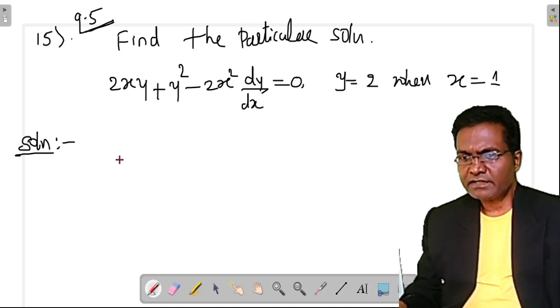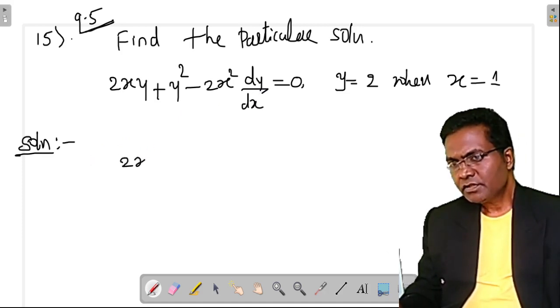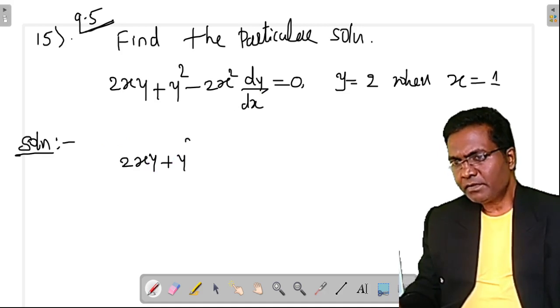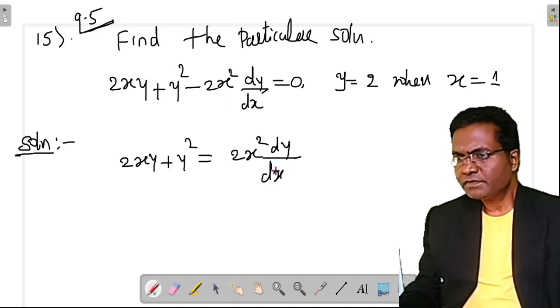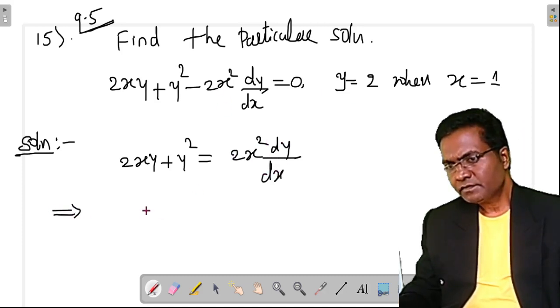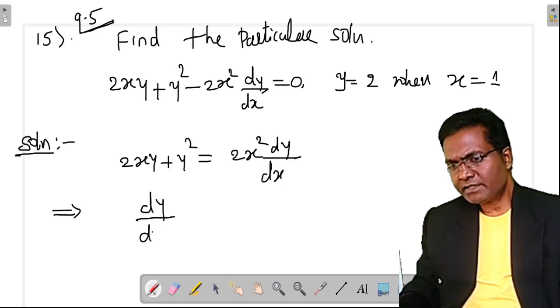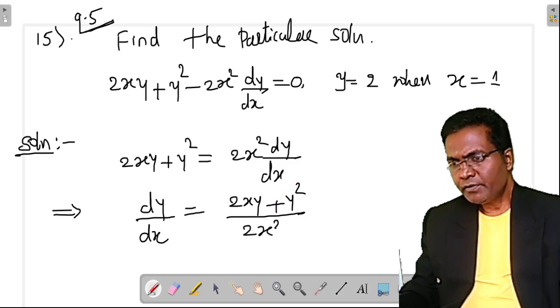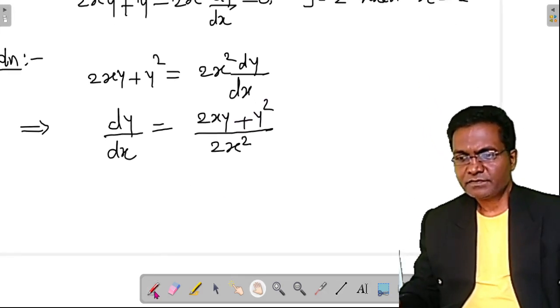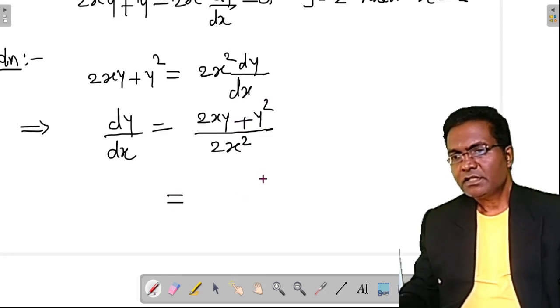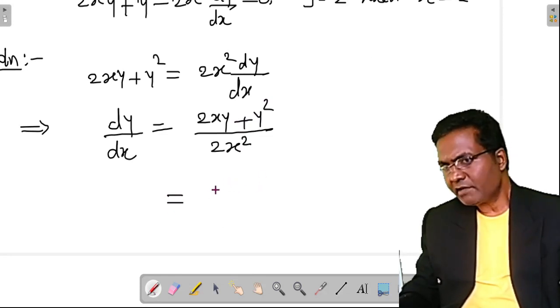So I can write it as 2xy plus y square is equal to 2x square dy by dx. Okay, I brought the term this side. Therefore dy by dx is equal to, bring this 2x square down, 2xy plus y square by 2x square. Now it is a homogeneous differential equation, and I will show you.